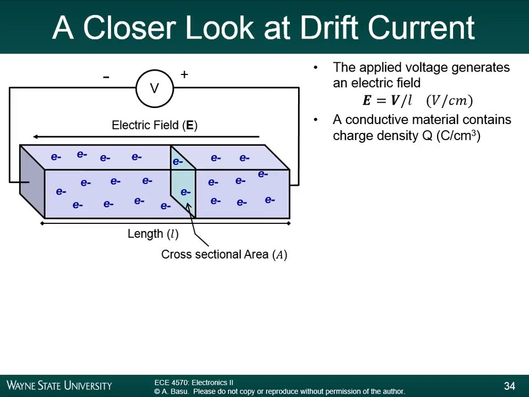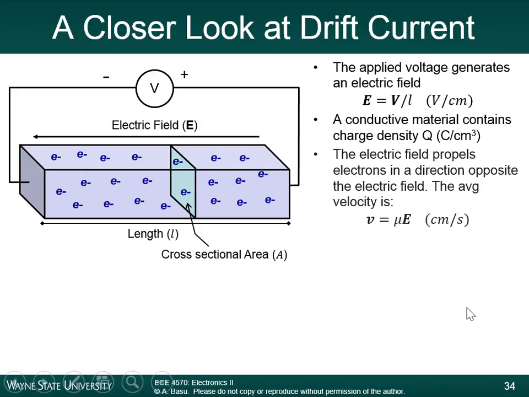They get pushed in a certain direction, right? Which way are those charges going to move? They move from negative to positive. That's correct. So in this case, the electric field propels electrons in a direction opposite the electric field. Positive charges move in the same direction as the electric field.